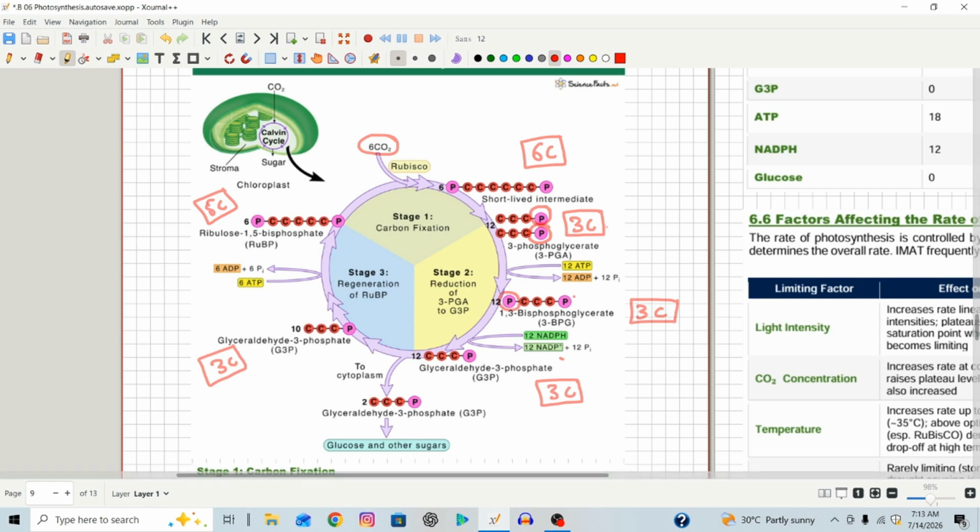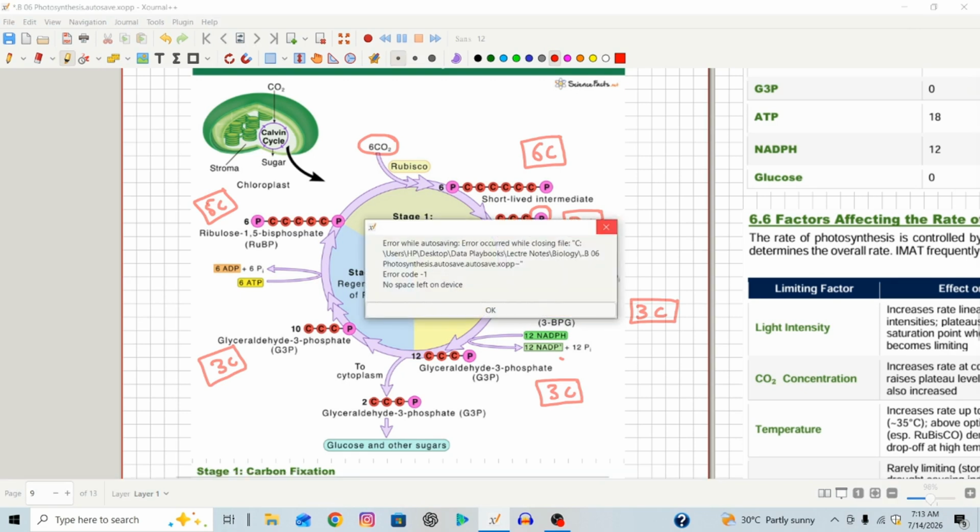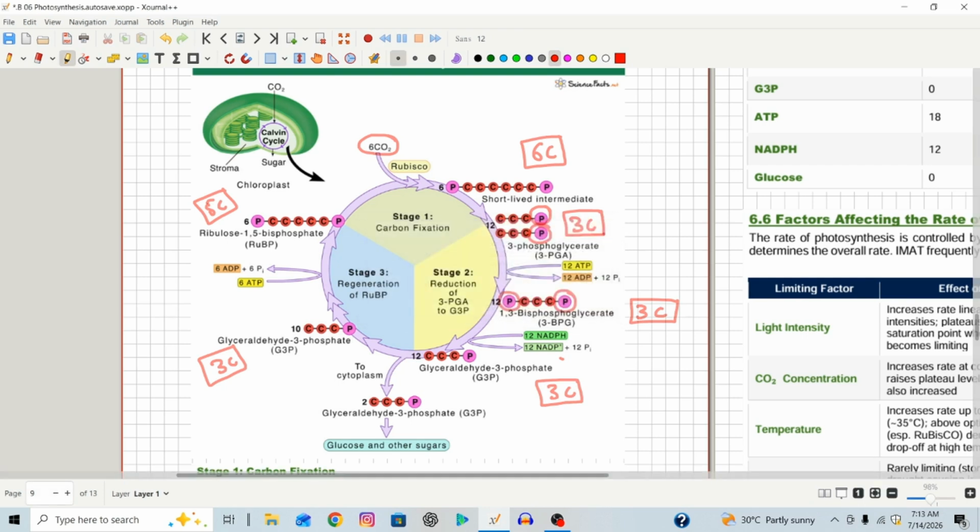So 1,3-bisphosphoglycerate contains 2 phosphate groups. So where did the other phosphate actually come from? It actually came from the ATP molecules. So 12 ATP molecules were used. So 12 ATP molecules gave out 12 phosphate groups, and 12 phosphate groups were connected with the 3-phosphoglycerate molecules, and you got 1,3-bisphosphoglycerate, and the ATP was converted into ADP. And then the next reaction is 1,3-bisphosphoglycerate is converted into glyceraldehyde 3-phosphate, and this is actually a reduction process.